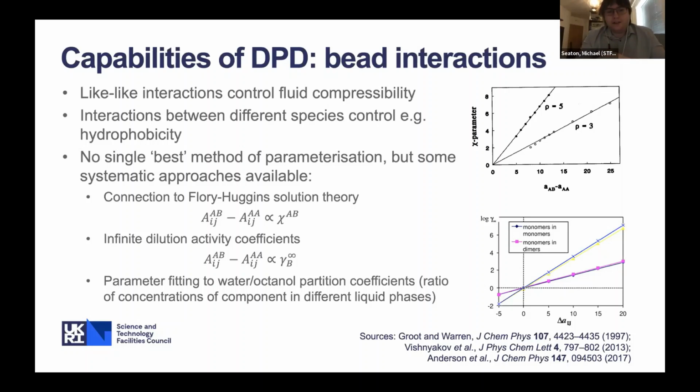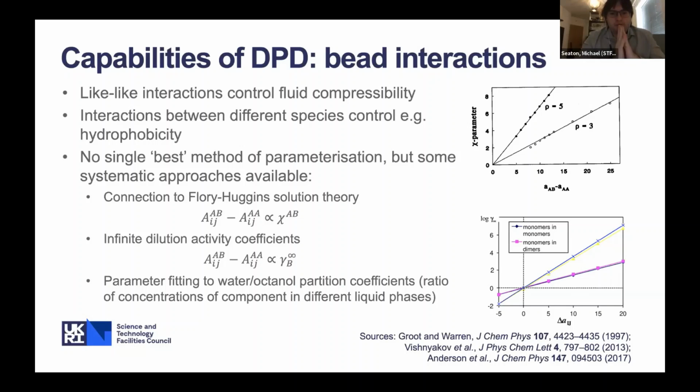There's also another approach which is similar, which is to use infinite dilution activity coefficients instead of Flory-Huggins chi parameters. And the activity coefficients are something that it is also possible for us to predict for particular fluids. We can either get them from experiment, or there are schemes like UNIFAC that allow you to predict what the activity coefficients between two components of various molecules could be.